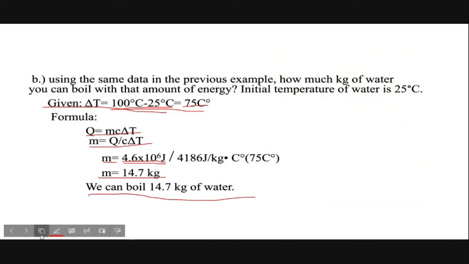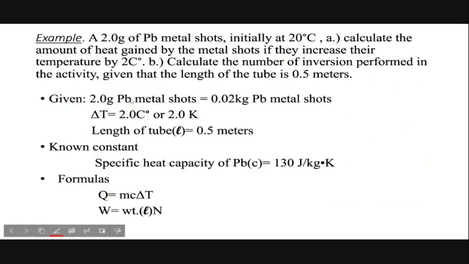Next example: a 2.0 gram of lead metal shot initially at 20 degrees Celsius. A, calculate the amount of heat gained by the metal shots if they increase their temperature by 2 Celsius degrees. And B, calculate the number of inversions performed in the activity given that the length of the tube is 0.5 meters. In this case it is for the shot tube method.